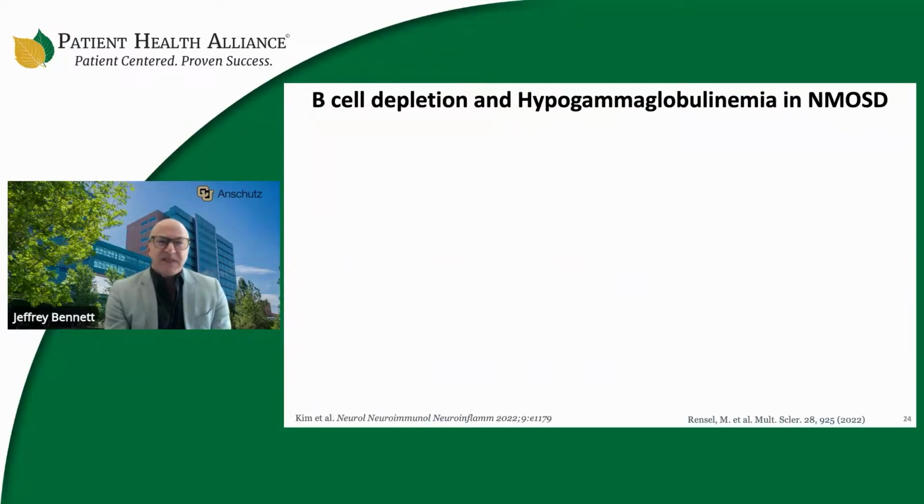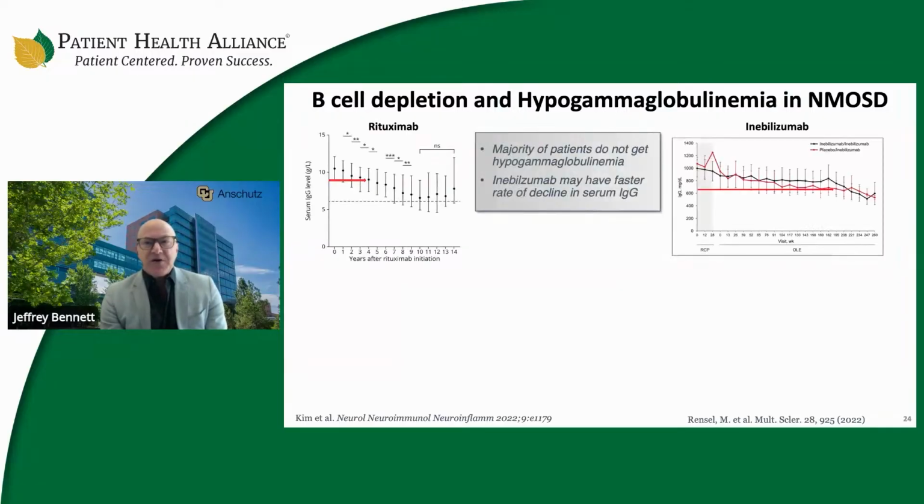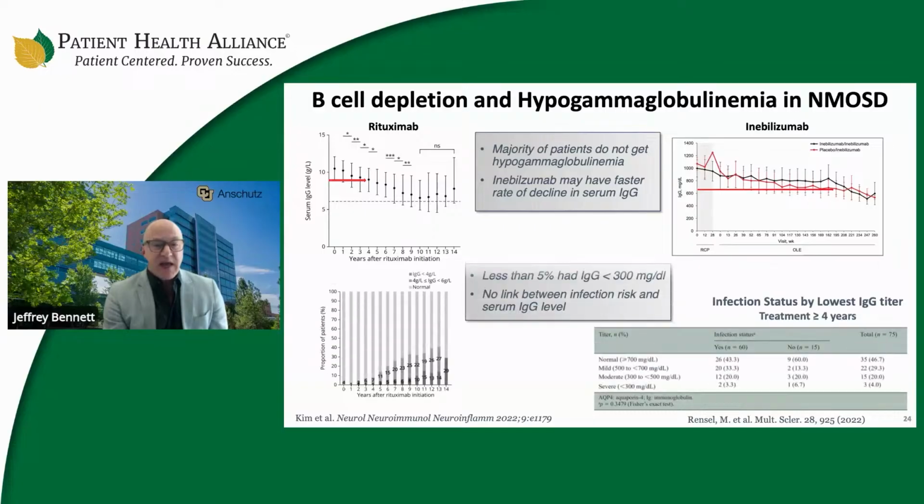So what's the data on B-cell depletion and hypogammaglobulinemia in NMOSD? When we compare the inebilizumab anti-CD19 data to long-term data on rituximab in other conditions that require B-cell depletion, we see that the majority of patients with either treatment do not get hypogammaglobulinemia, but inebilizumab may have a slightly faster decline rate with the same level of patients, that is less than 5%, developing severe hypogammaglobulinemia.